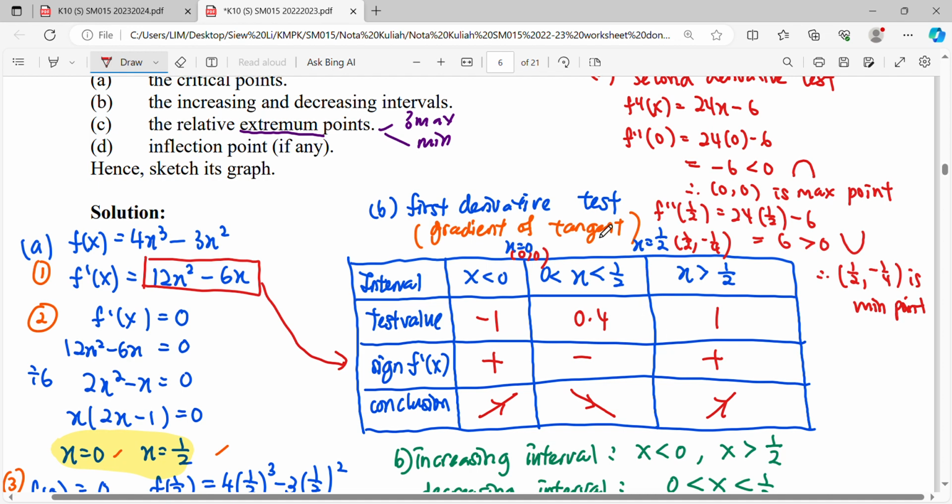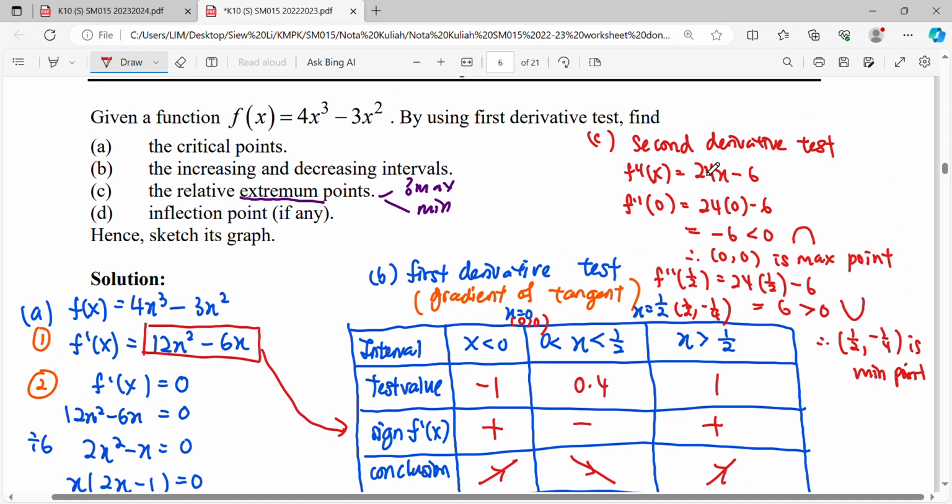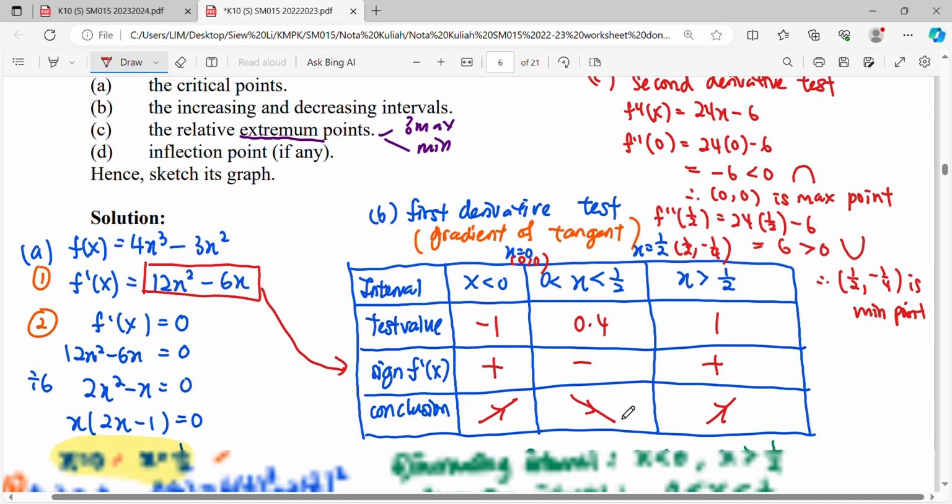Whether to use the first derivative or second derivative depends on the question, on which one is more suitable. Alright, so this is an example of finding our extremum points using the first derivative test and second derivative test.